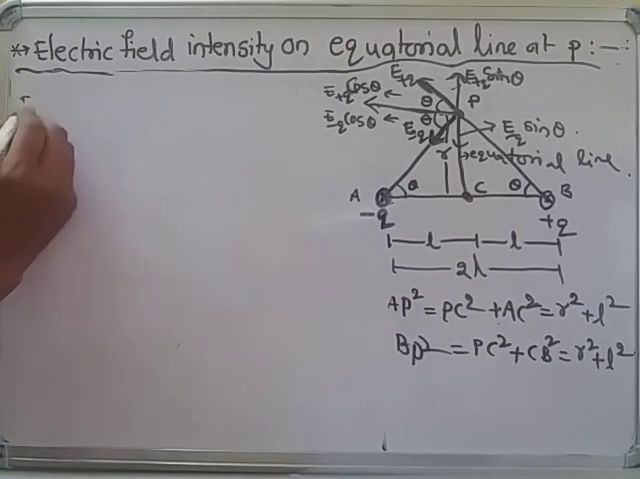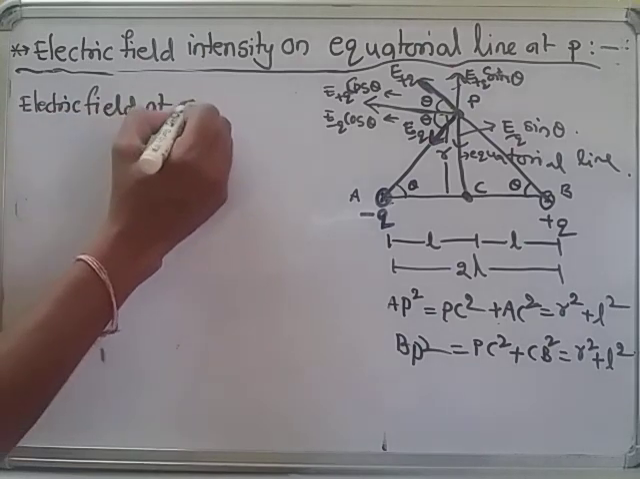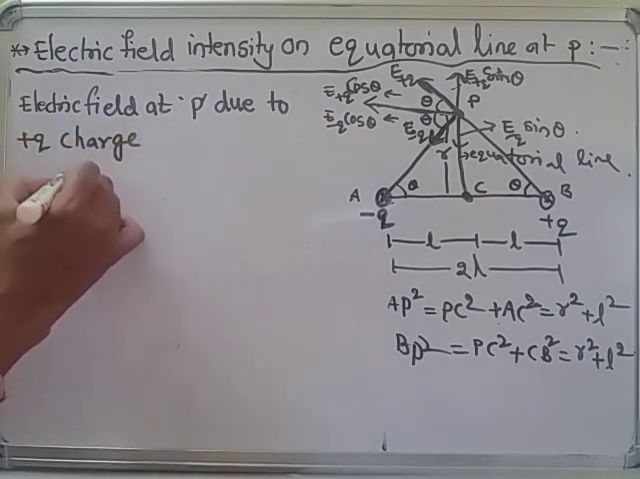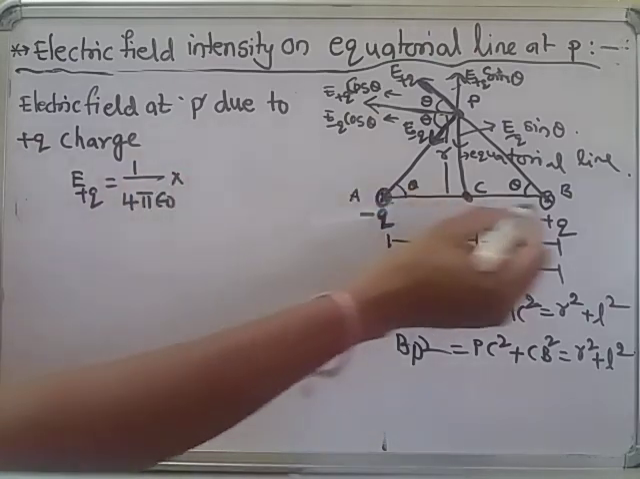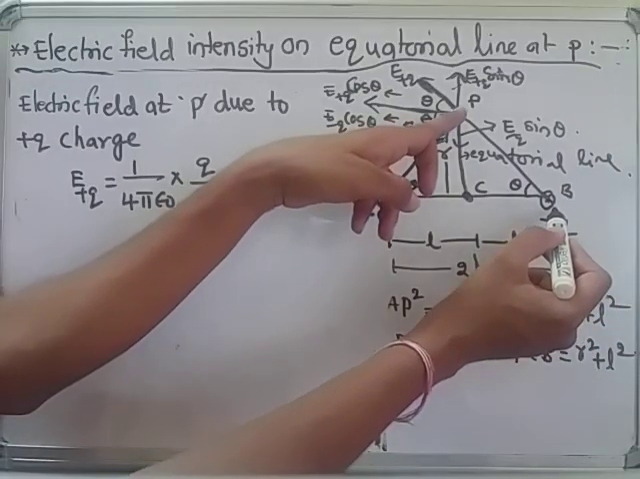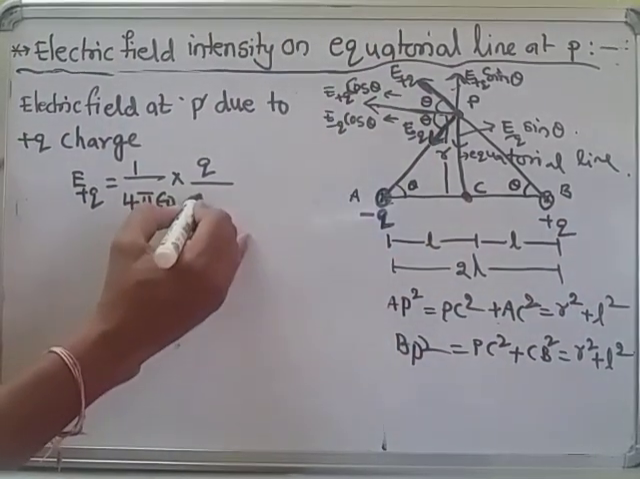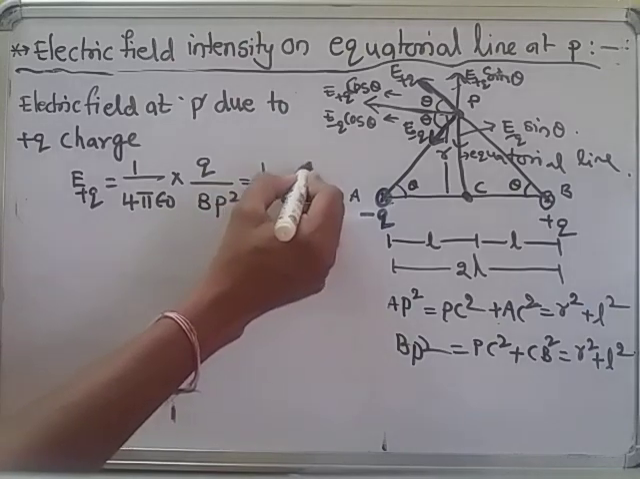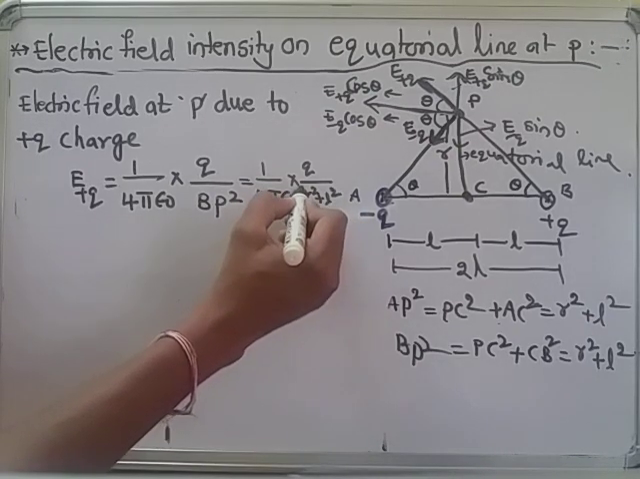Now I want the electric field at P due to plus Q charge. Then what is that? E plus Q. What is the formula? 1 by 4 pi epsilon naught into plus Q charge Q, by the distance of the charge from point P. The plus Q charge distance from point P is BP, distance square we will write. So it is 1 by 4 pi epsilon naught into Q by BP square, which we already know is R square plus L square. Right?